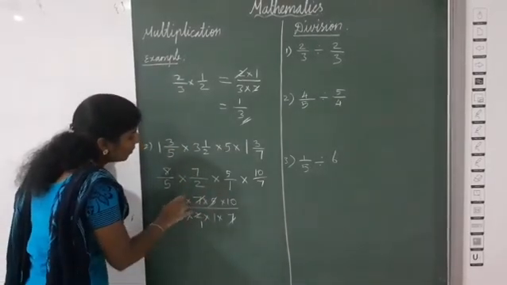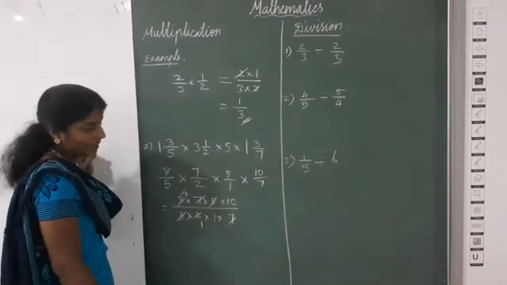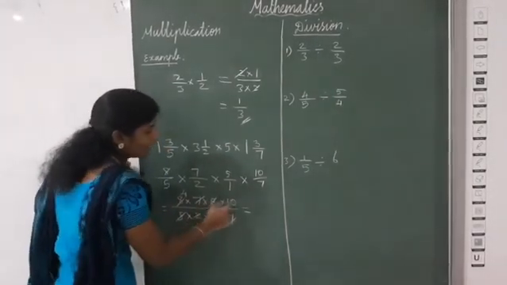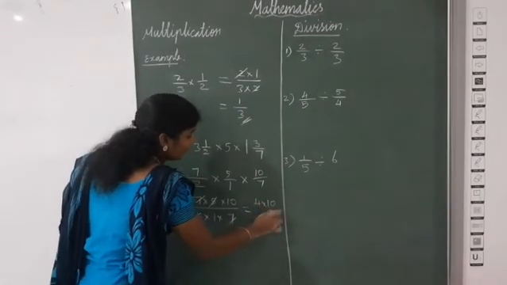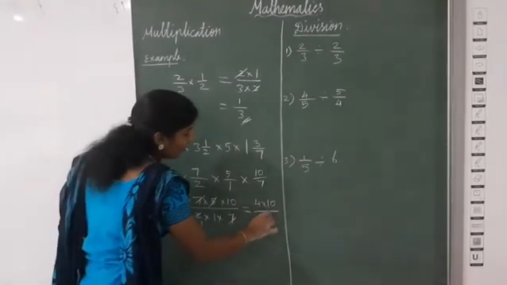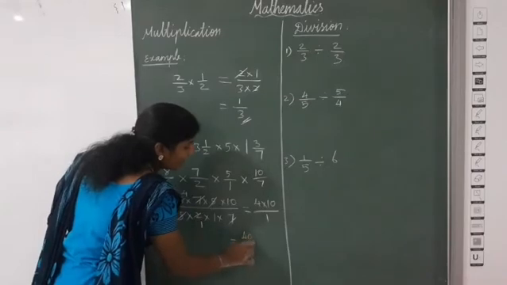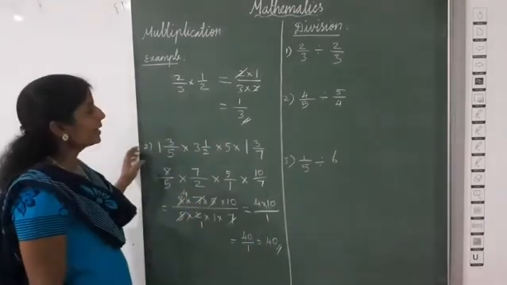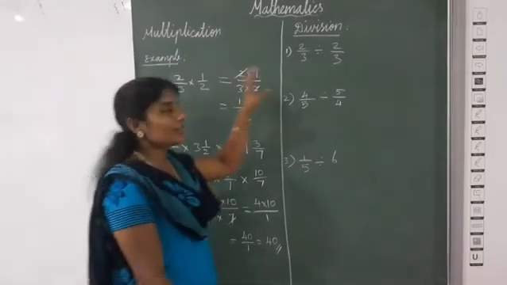1 2 is 2, 4 2s are 8, isn't it? Now what are the numerators? 4 into 10, 4 into 10 divided by 10, denominator all 1. So 40 by 1. 40 by 1 means that the answer is 40. Okay, this is multiplication. Then division.